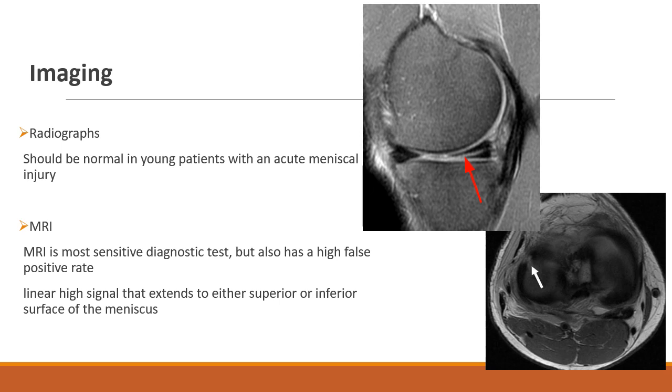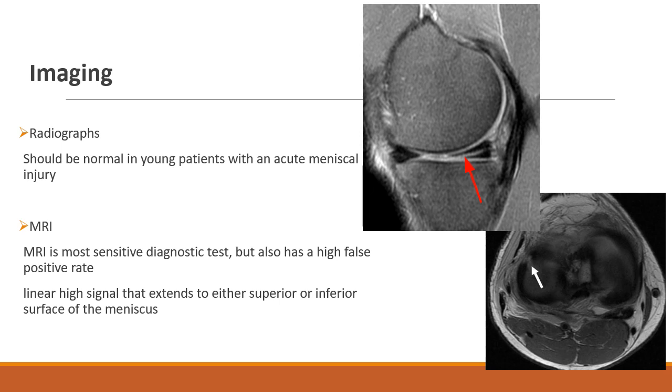Imaging of patient with a meniscal tear. X-ray and conventional radiographs are usually normal in young patients with acute tears. But with late presentation, you might be able to see some degenerative changes inside the knee joint. MRI is the diagnostic imaging modality of choice. It is the most sensitive diagnostic test for meniscal tears.